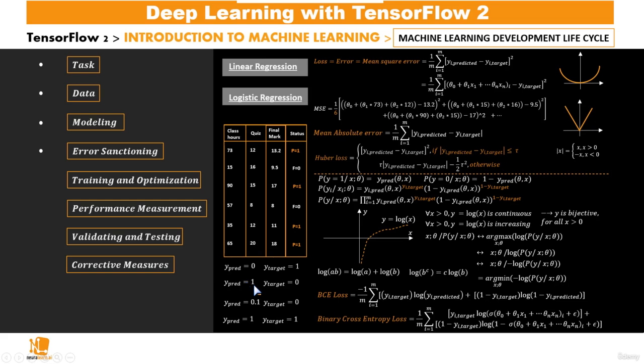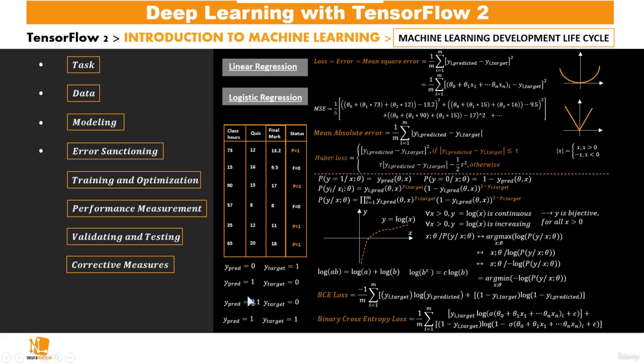Now if the predicted is 1 and the target is 0, we have a similar situation. Here we have target 0, sorry, so this whole first term is off, and we have 1 times log of 1 minus 1, which is log 0. Negative infinity times this negative gives us a very large number, so it sanctions our model for giving us this kind of output.